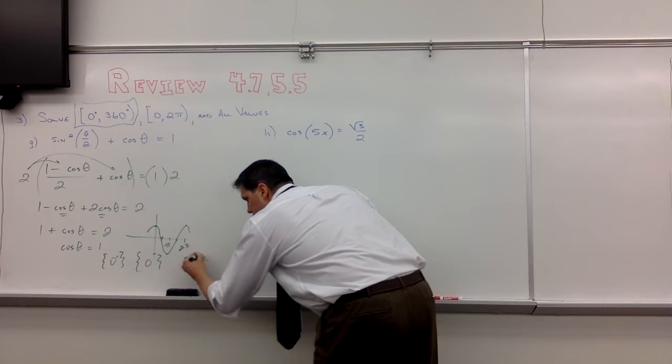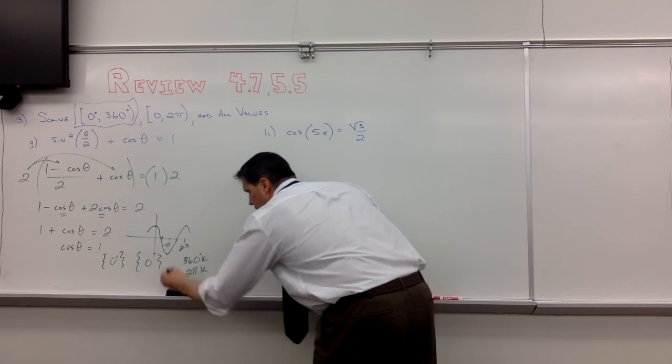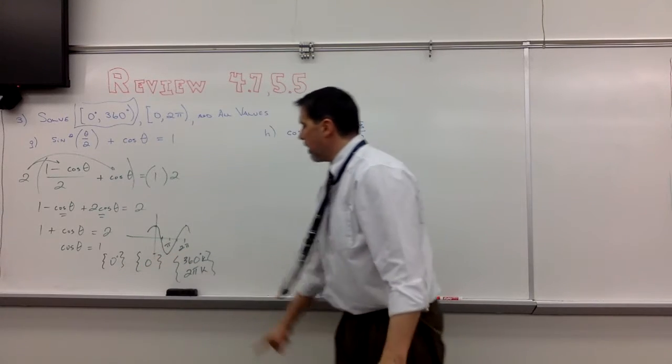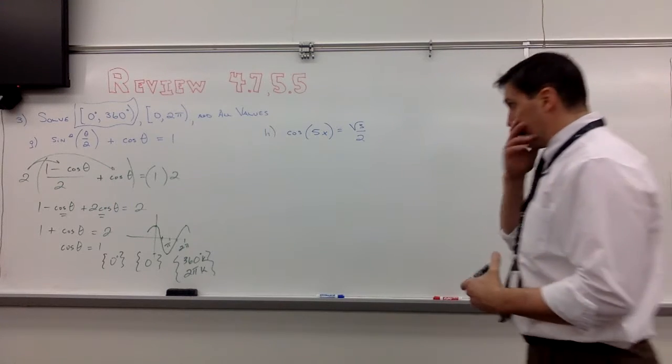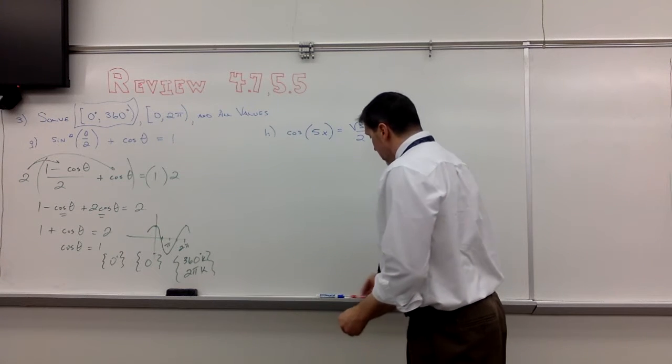And as far as all values are concerned, we go 0 plus 360k, or like in the last problem, we'll just do 360k. Or 2 pi k if we're talking radians. So 0 to 360, 0 to 2 pi, all values. Right? That one actually wasn't too terrible. At least, yeah, not as bad as it appeared.